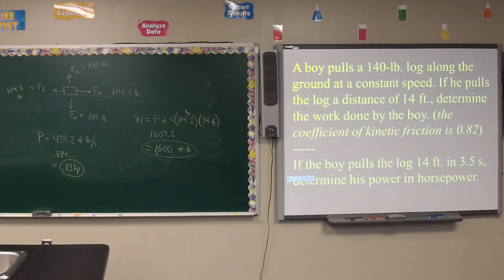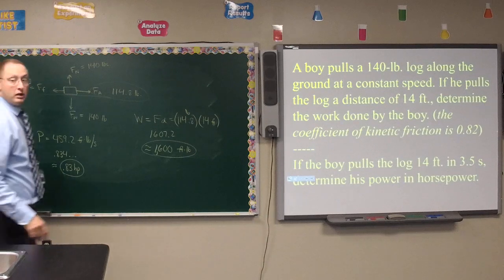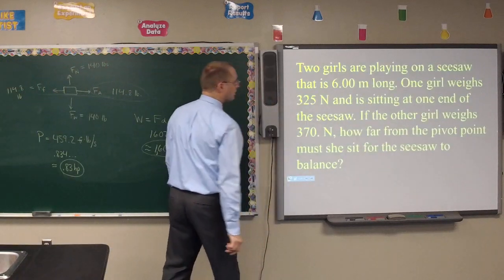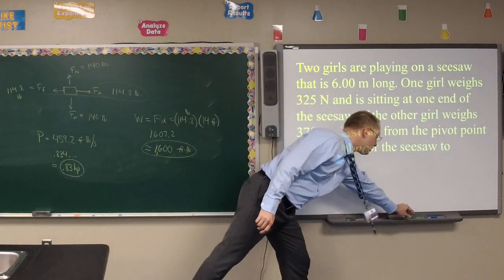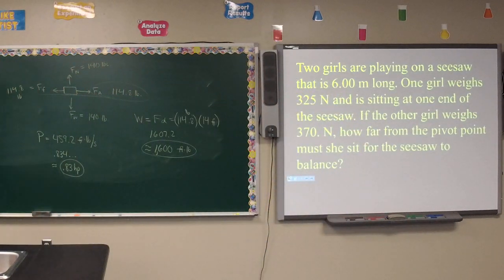Questions on this problem, or these 2 problems, I guess, technically? Girls on a seesaw, 6 meters long. One girl's 325 newtons. She sits at one end. The other girl's 370 newtons. How far from the pivot point must she sit in order for the seesaw to balance? Realistically, there's actually probably enough friction that it would balance pretty well anyway, but we're assuming frictionless.